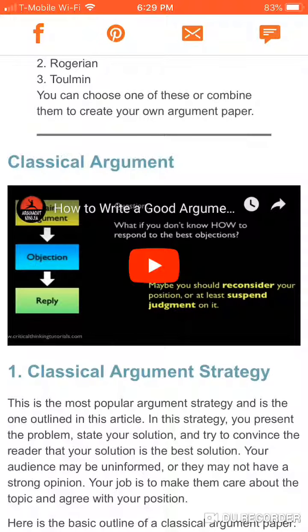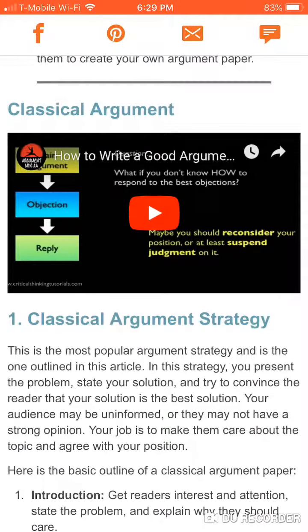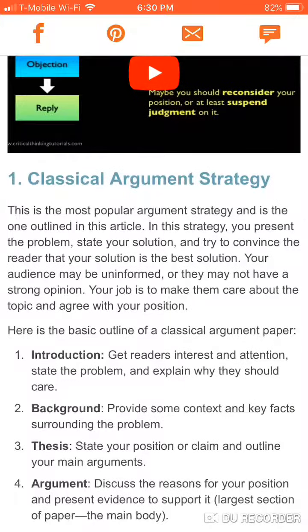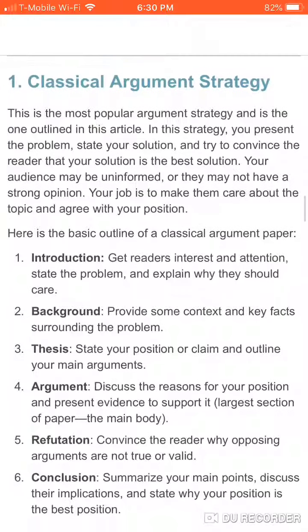Here's the basic outline of a classical argument paper. 1. Introduction: get readers' interest and attention, state the problem, and explain why they should care. 2. Background: provide some context and key facts around the problem. 3. Thesis: state your position, claim, and outline a main argument. 4. Argument: discuss the reasons for your position and present evidence to support it. This is the largest section of the paper, the main body. 5. Refutation: convince the reader why opposing arguments are not true or valid. 6. Conclusion: summarize your main point, discuss the implications, and state why your position is the best option.